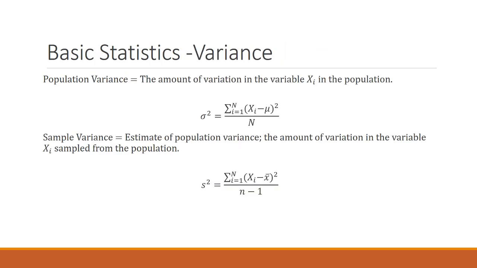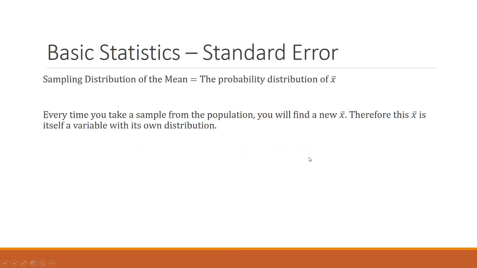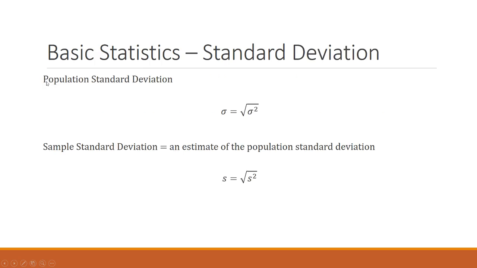Okay. We typically don't use variance very often, practically speaking, because variance is measured in units squared, so it's just not very intuitive. Rather, we typically use the standard deviation. The standard deviation is just the square root of the variance. Okay, so the population standard deviation is the square root of the population variance, and the sample standard deviation, an estimate of the population standard deviation, is the square root of the sample variance.